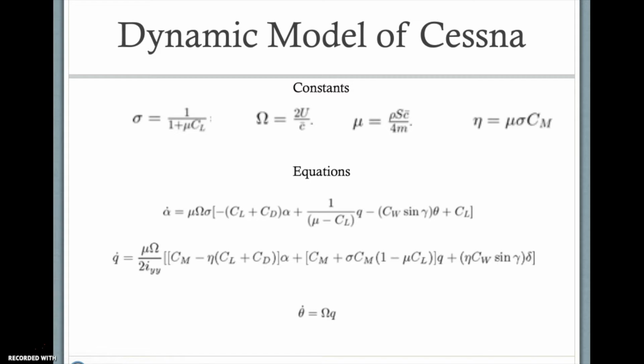The constants were calculated and plugged into the three simplified equations of motion. Our analysis was based off of these three equations. The input to the system is the elevator angle, which is considered to be delta in the equations. With this input, we obtain three outputs: pitch, which is theta in the equations, angle of attack, which is alpha, and pitch rate, which is Q.